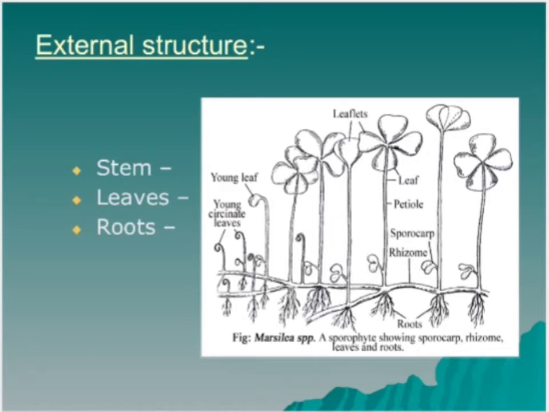Roots arise from the underside of the stem at the nodes. The roots are unbranched, adventitious types and arise in 1 or 2 clusters. Let us see the picture which shows external structure of sporophyte.